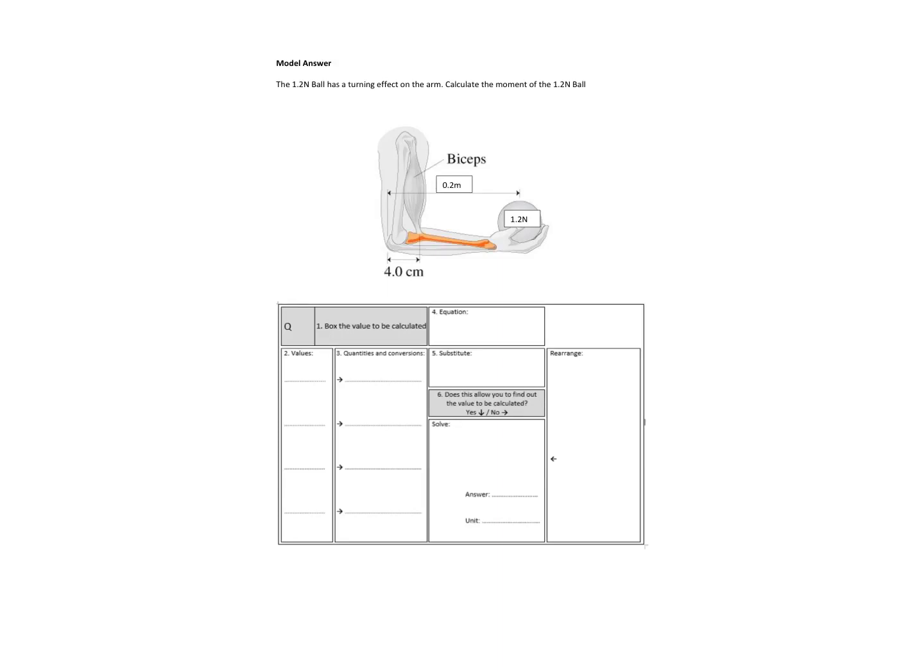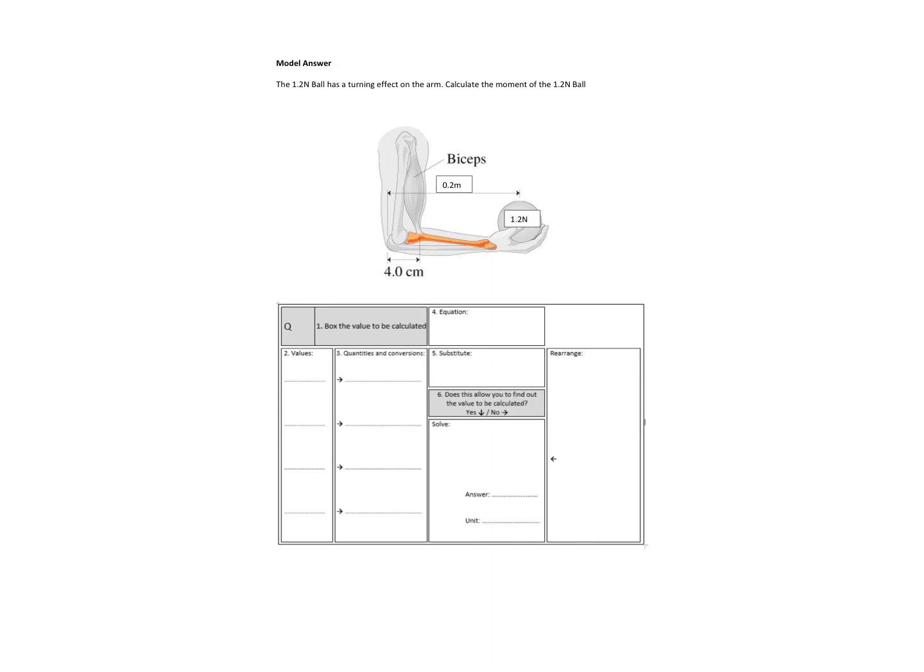Hello, we're going to go through today the answers to the questions that I set for homework about moments. So the model answer question: the 1.2 Newton ball has a turning effect on the arm. Calculate the moment of the 1.2 Newton ball.